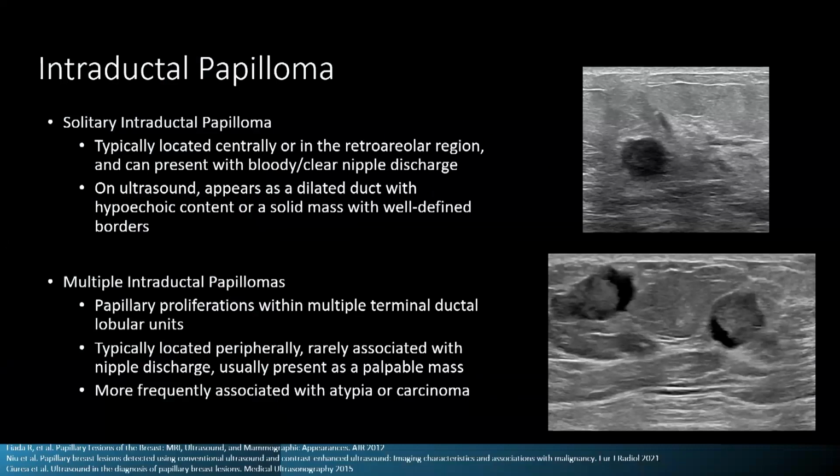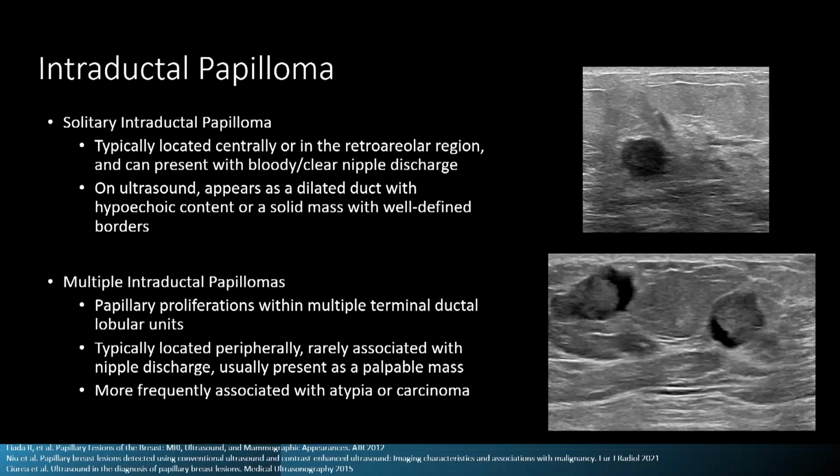Well, how about intraductal papillomas? We have solitary intraductal papillomas. They may be associated in the retroareolar region or centrally. They may present with clear or bloody nipple discharge. And these are intraductal papillomas, solitary ones. You may see a dilated duct with some hypoechoic content within it, or a mass that has a relatively well-defined border.